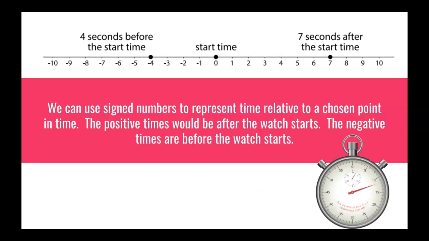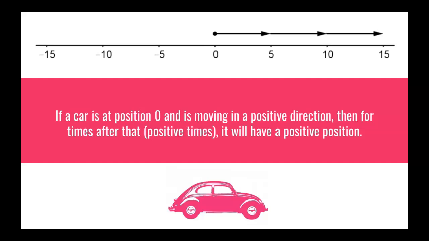So we can use signed numbers. If you're thinking about a stopwatch starting, call the start time 0. We can call 4 seconds before the start time -4, 7 seconds after the start time +7, and just think about when it makes sense to be positive and when it makes sense to be negative.